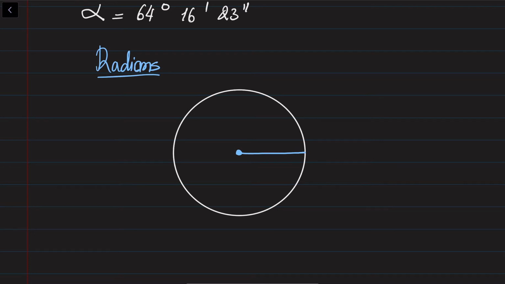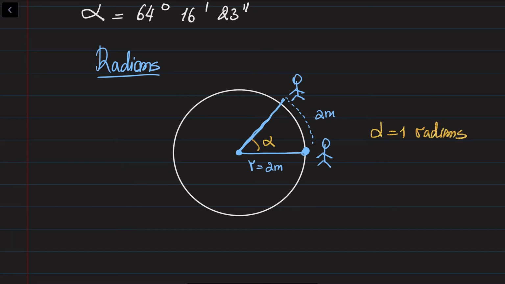Now, what I would do is stay on the top of the circle and just walk on the circle. Let's say the circle has a radius of 2 meters, and I would walk exactly 2 meters here. Then I would stop and look to the center of the circle. And this angle here, alpha, is going to be equal to 1 radian. So this is the measurement of the angle.